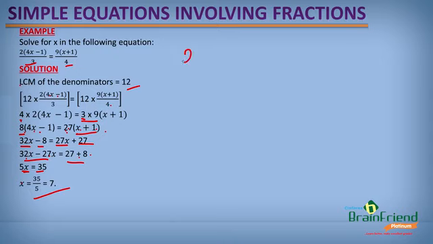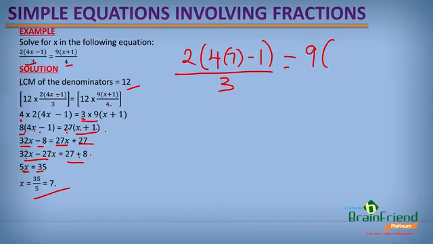So let's do that. We have 2x is equal to 7 minus 1 all over 3. It should also be equal to 9, 7 plus 1 all over 4. So 4 times 7 here is 28. 28 minus 1 gives 27, and 27 times 2 gives 54. So we have 54 all over 3.